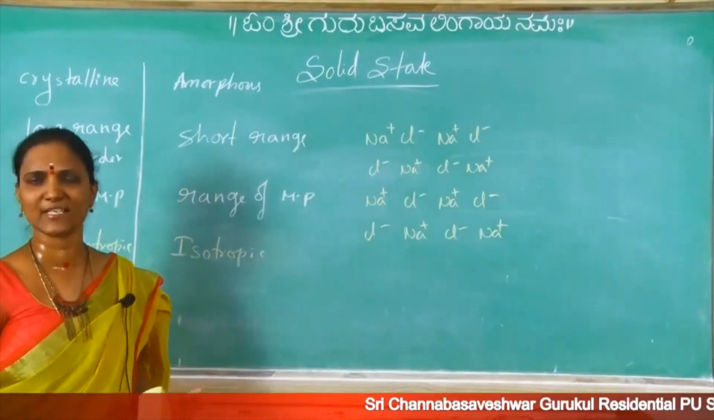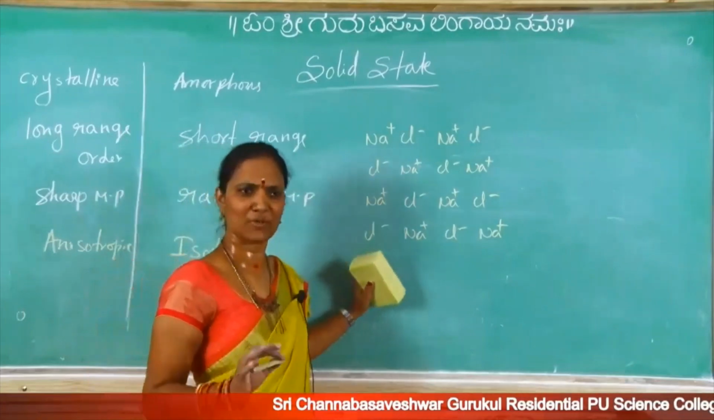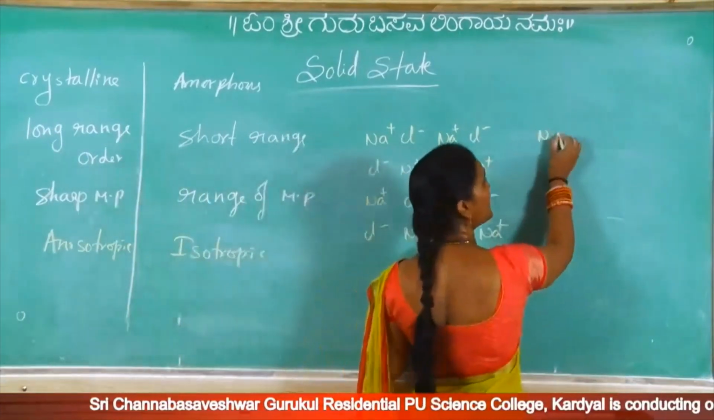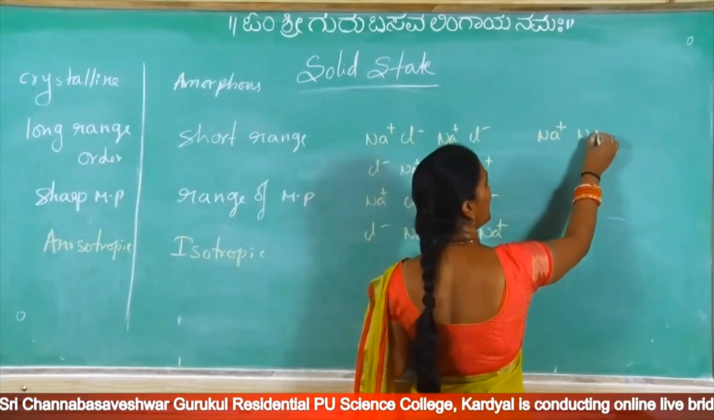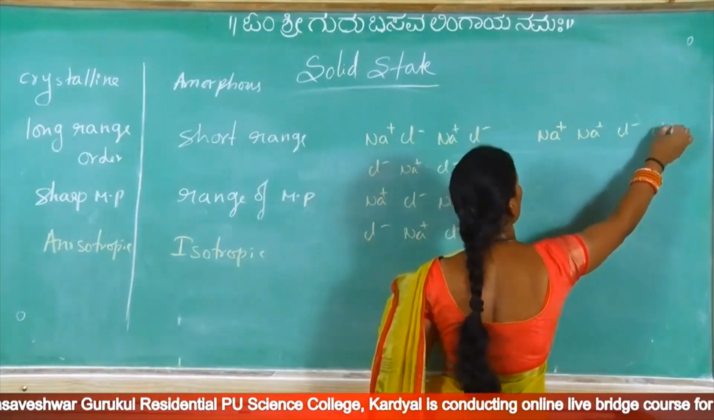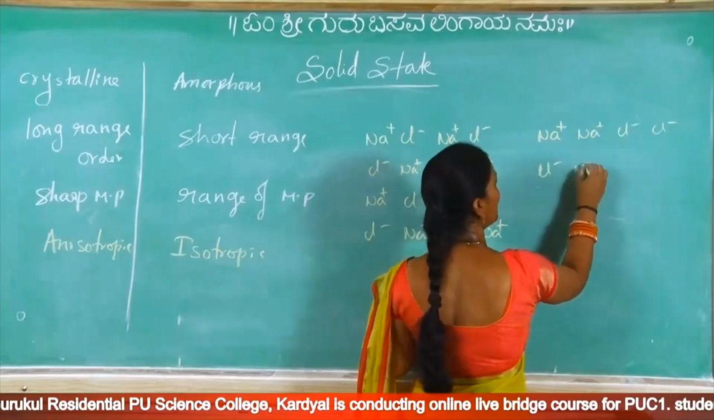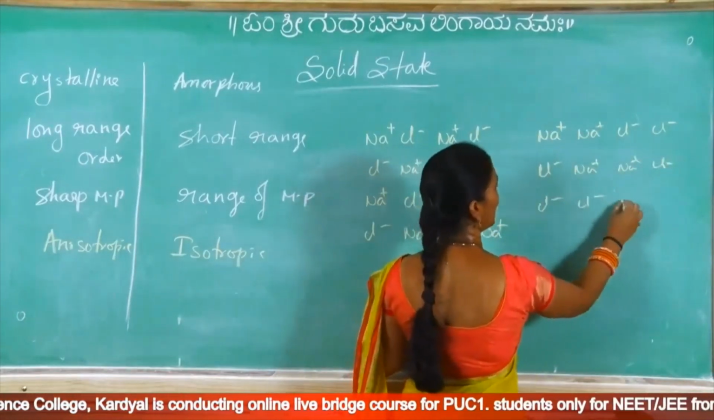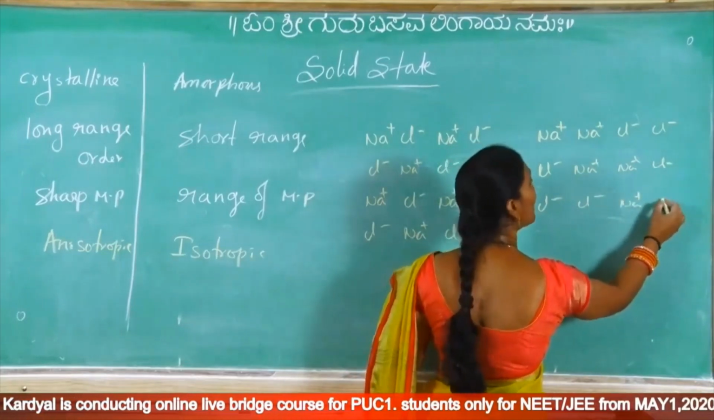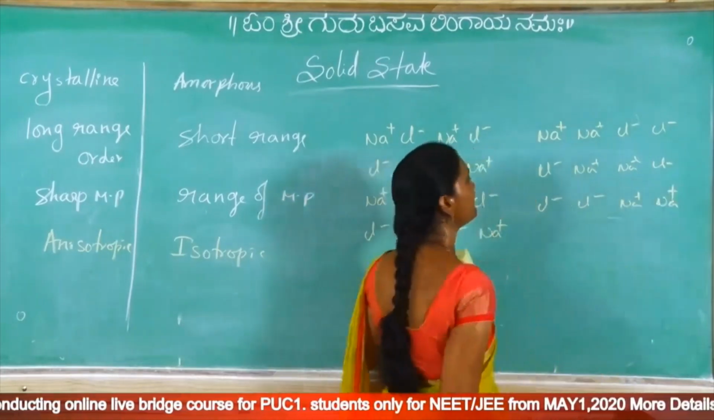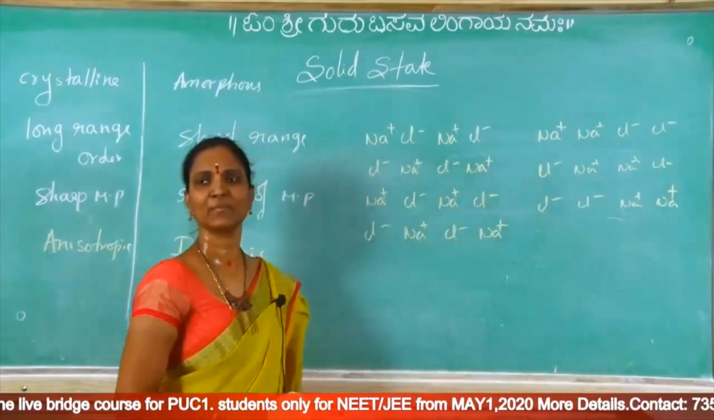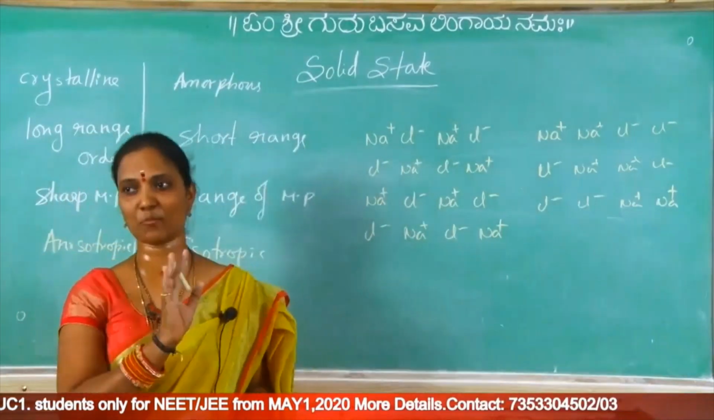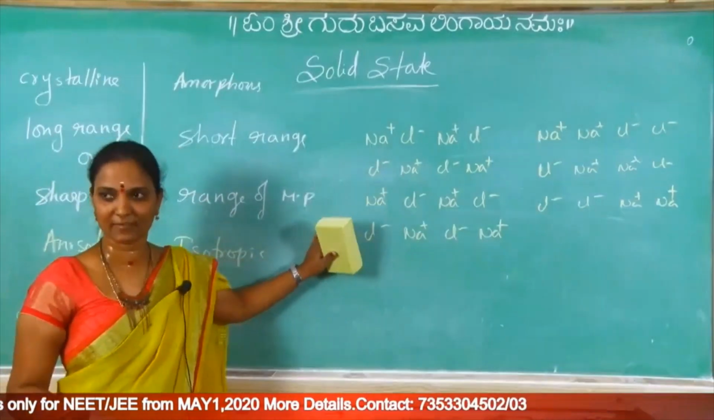Now this is the crystalline solid. Actually NaCl has no amorphous form, but anyhow, for example I am giving that Na plus amorphous means irregular arrangement: Na plus Cl minus, Cl minus, Cl minus Na plus, Na plus Cl minus, Cl minus, Cl minus Na plus, Na plus. For example, like this. That is an irregular arrangement, just for example, that is the amorphous. This is the crystalline. Okay.